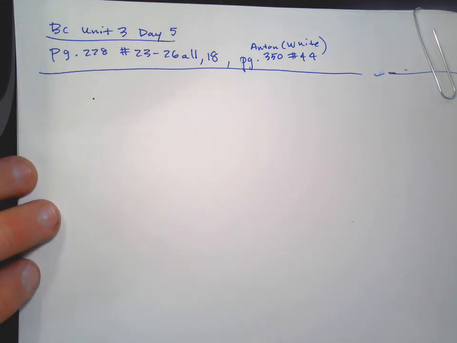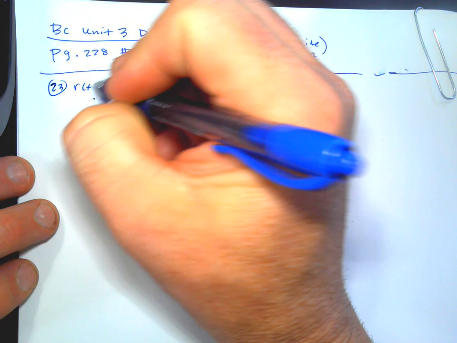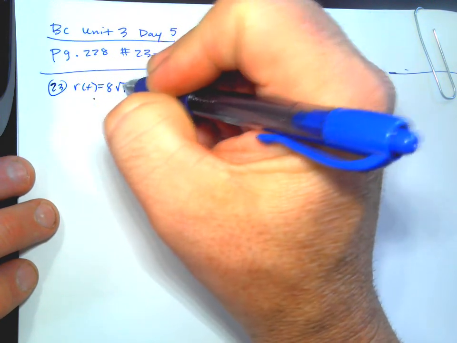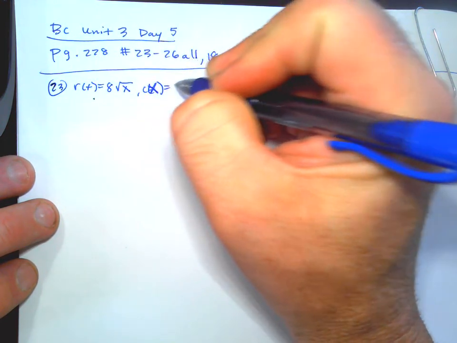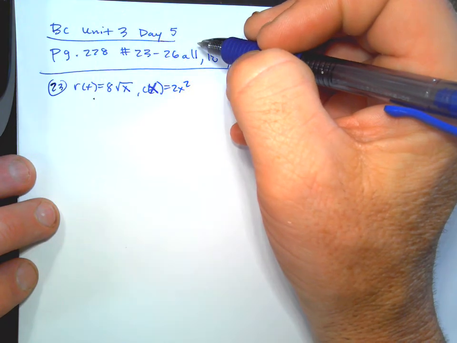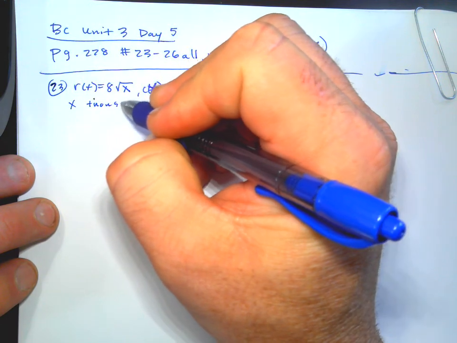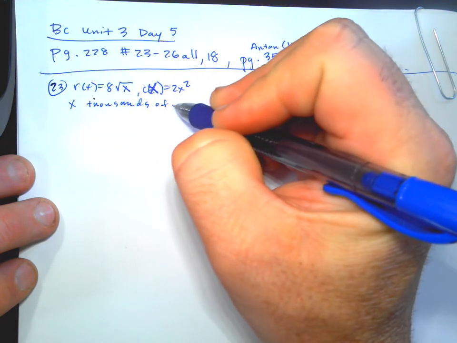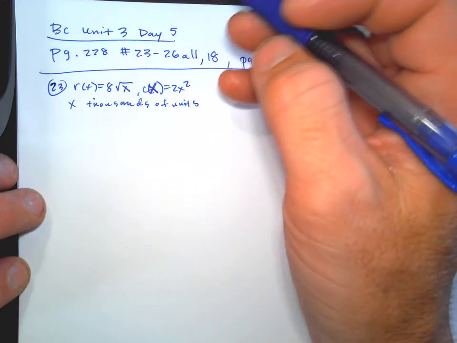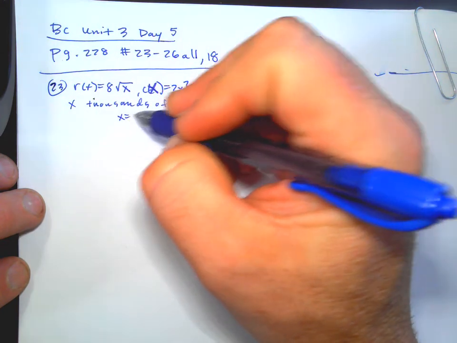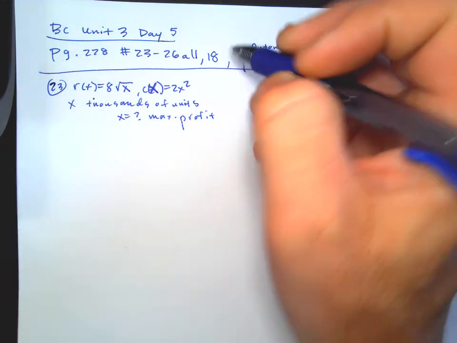So 23, maximizing profits. Suppose that R(x), which we're assuming represents revenue, equals 8 square root of x, and cost equals 2x squared. X is measured in thousands of units. Is there a production level that maximizes profit? If so, what is it? So we're looking for x to maximize profits. So that's kind of a summary of the information that you have.